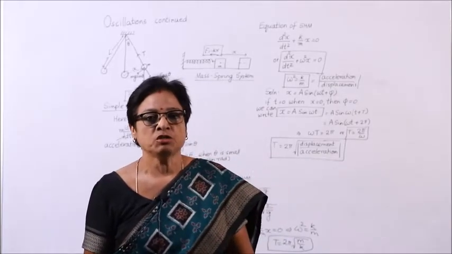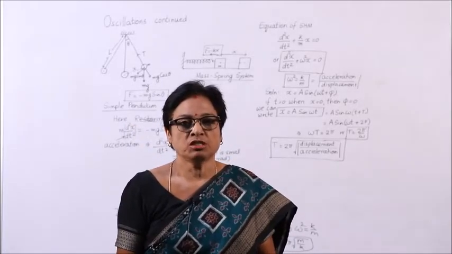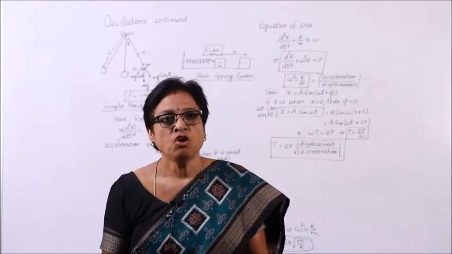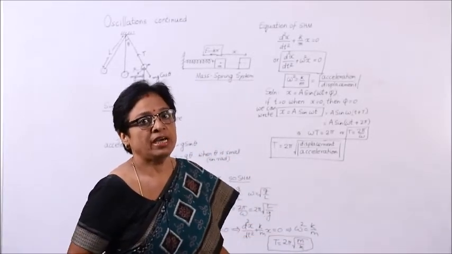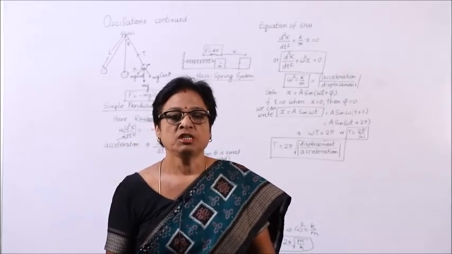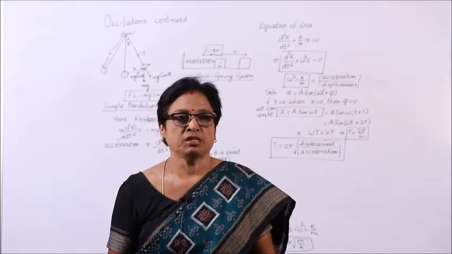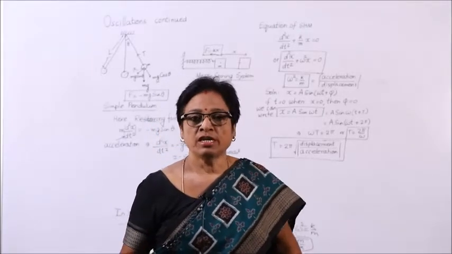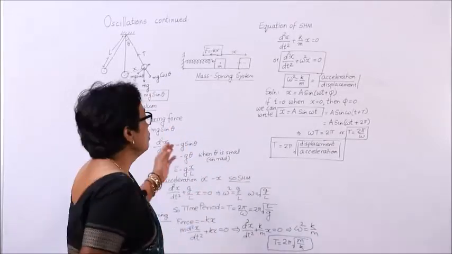Students, we will continue with oscillations. In the last class, we discussed what is a periodic motion, oscillations, and what is the equation of simple harmonic motion, what is simple harmonic motion. We calculated the kinetic energy and potential energy in case of simple harmonic motion, the velocity, acceleration, kinetic energy, total potential energy and total energy, and we found that the total energy remains constant. Now, we will continue with that.